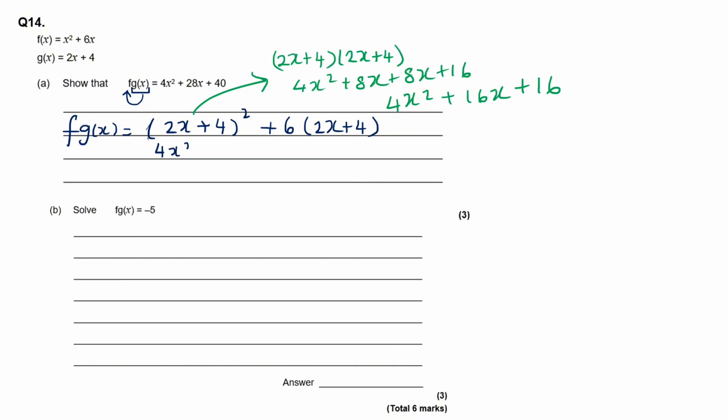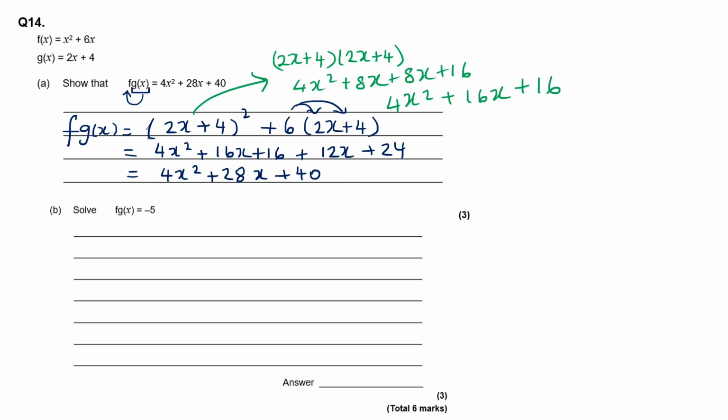4x squared plus 16x plus 16 plus, when I expand the bracket with this section here, 6 times 2x is 12x, 6 times 4 is 24. We collect the like terms, and that gives us the expression we're looking for. That's 4x squared plus 28x plus 40.